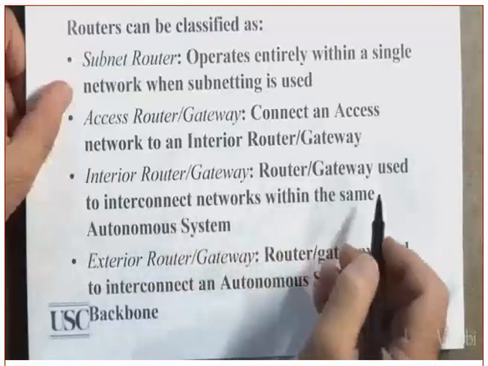An autonomous system, by the way, in many cases, does have more than one exterior gateway, which means you have a point from the autonomous system to another autonomous system. Multiple exit points, as we'll see in just a second, BGP.